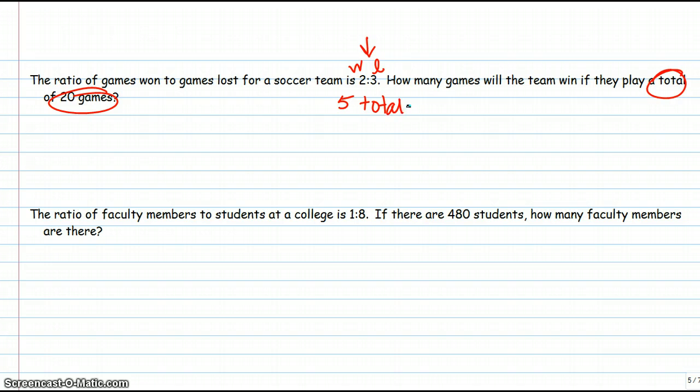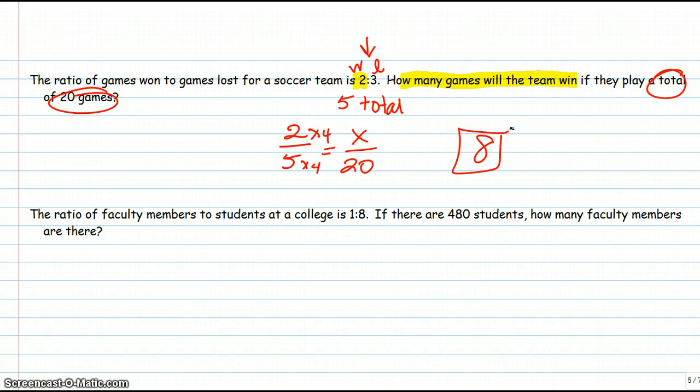So when we write our proportion, we have to have total to total. And we're also wanting how many games will the team win. So out of the first ratio, we only want to use the wins. So wins out of total has to equal wins out of total. So now we're going to use our scale factors. 5 times 4 is 20. 2 times 4 is 8. So we expect them to win 8 games out of 20.